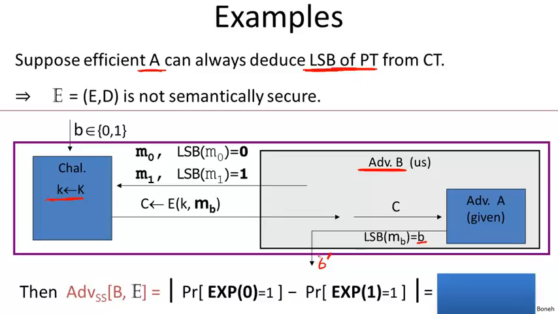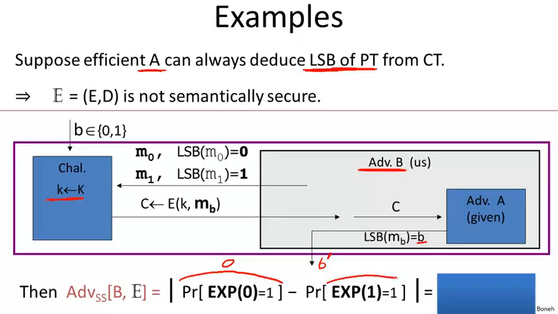Okay, so now this describes the semantic security adversary. Now you tell me, what is the semantic security advantage of this adversary? Well, let's see. In experiment 0, what's the probability that adversary B outputs 1? In experiment 0, it's always given the encryption of M0, and therefore adversary A will always output the least significant bit of M0, which happens to be 0. So in experiment 0, B always outputs 0, and the probability that it outputs 1 is 0.